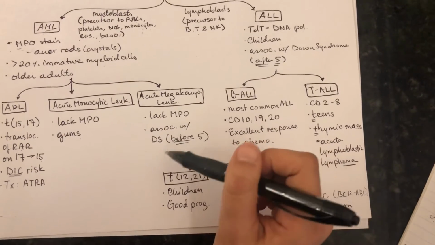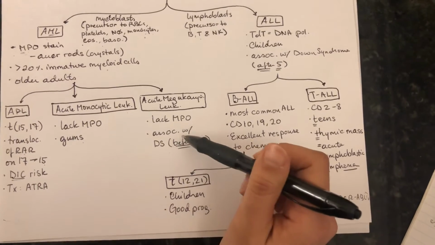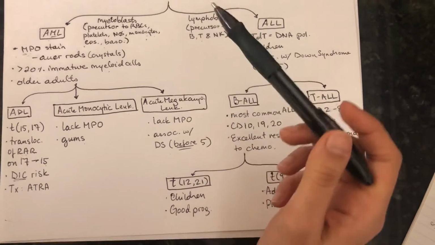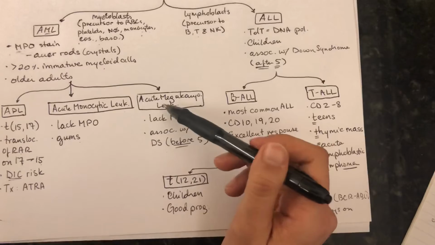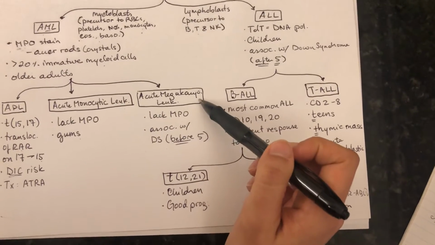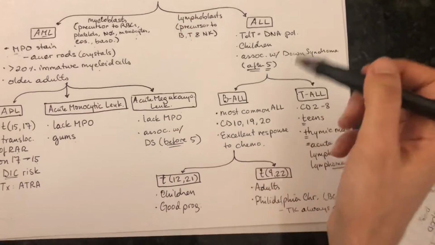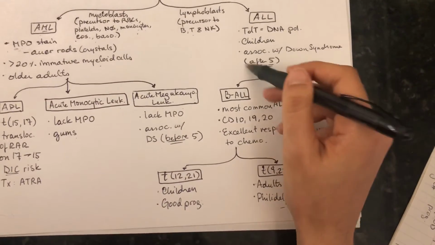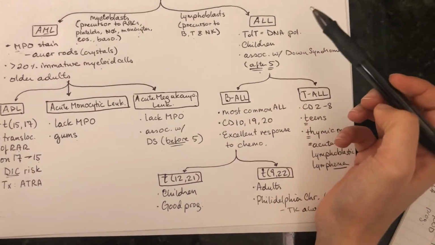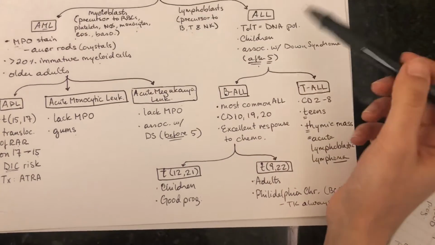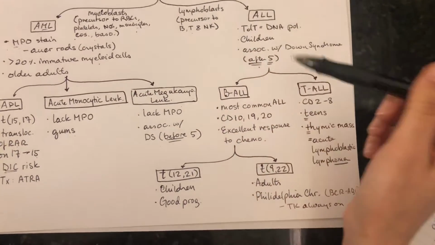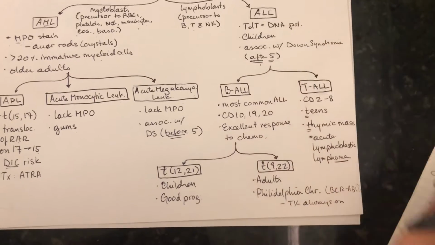Babies with Down syndrome that are diagnosed with leukemia are usually going to have acute megakaryocytic leukemia, a form of AML. Children with Down syndrome diagnosed after the age of 5 are usually going to have acute lymphoblastic leukemia, so ALL.